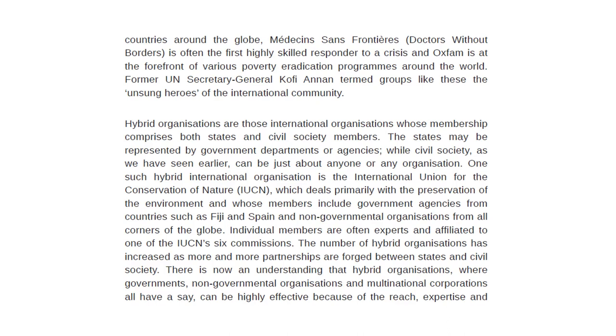Individual members are often experts, right? Like some of my students are experts in ordering the different coffees at Starbucks. And they are affiliated to one of the IUCN's six commissions. The number of hybrid organizations has increased as more and more partnerships are forged or made between states and civil society. So more and more of the states and civil societies are coming together.